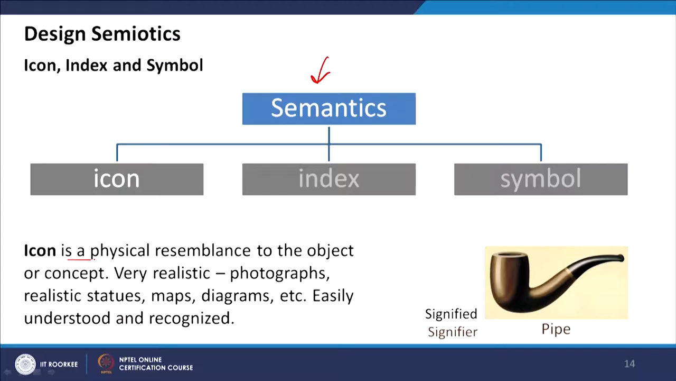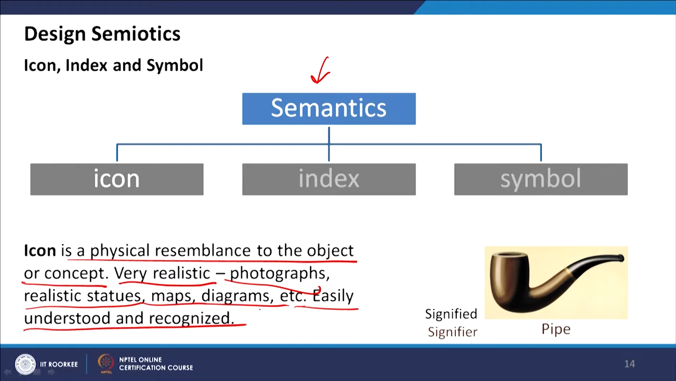Within semantics there are three things: icon, index and symbol. What is an icon? It's a physical resemblance to the object or concept. It's very realistic: photographs, realistic statues, maps, diagrams, etc., which are easily understood and recognized. So it will be more photorealistic or a very figurative drawing, a detailed drawing of something that is signified.